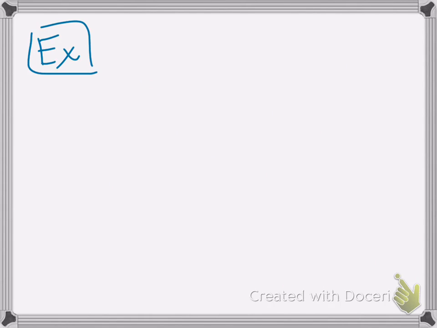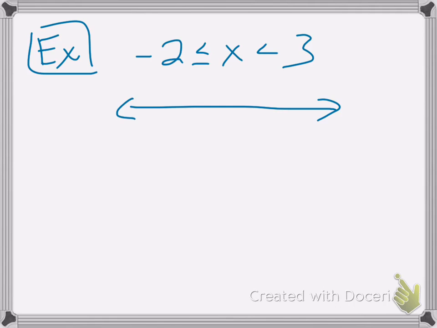So if we were to get an inequality like this, negative 2 is less than or equal to x, which is less than 3. If we're just writing that in interval notation, let's look at the graph. What would the graph look like? From negative 2 to 3: closed circle at negative 2, open circle at 3, and x is everything in between those two values, so it would look like this. That's what the number line representation would look like.